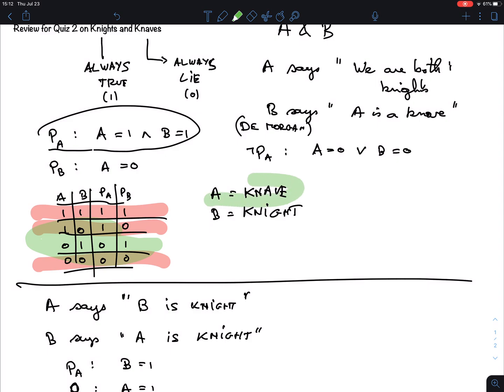So if A is a knave, then this would be a false statement. A is one and B is one. It's a false statement because A is not one. And if B is a knight, then this should be a true statement. That's a true statement because A is a knave. You see, double check that what you actually found fits exactly the pattern. That's another way of finding mistakes. All right.